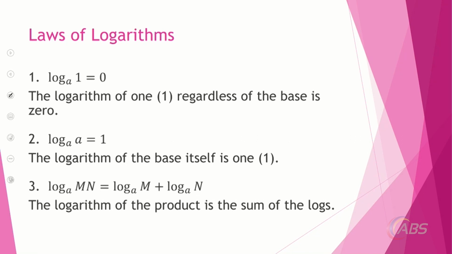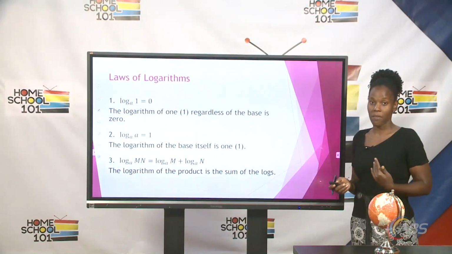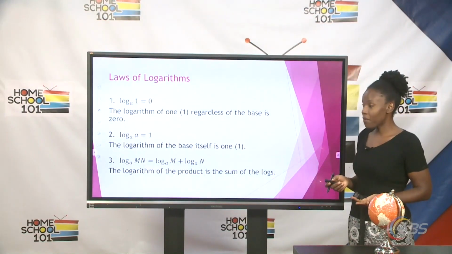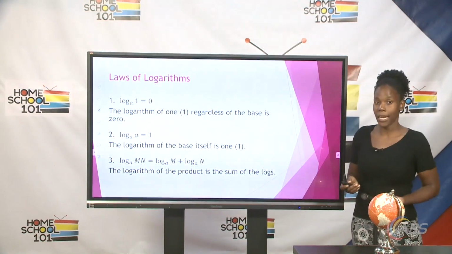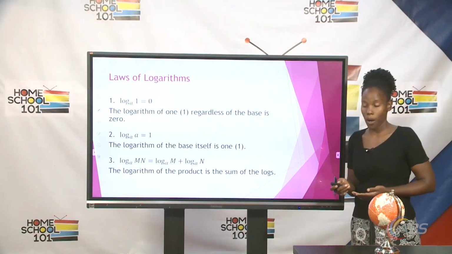The second law states that the logarithm of the base itself is equal to 1. Once I'm finding the logarithm of the base, it gives me a value of 1. So for example, if I have a base 10 and I'm finding the logarithm of 10 to the base 10, that would give me a value of 1.